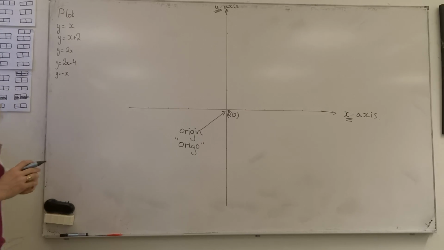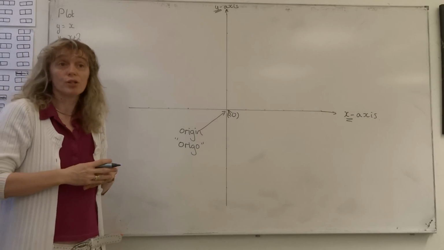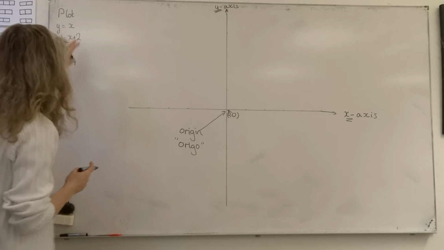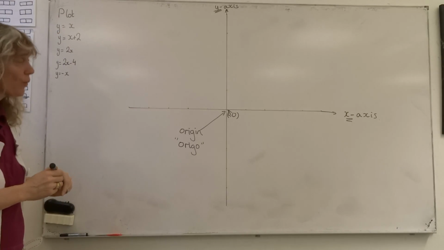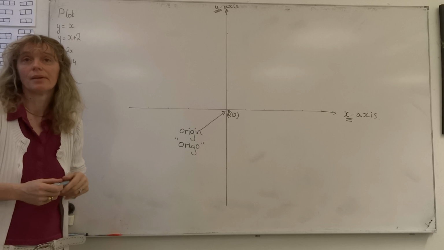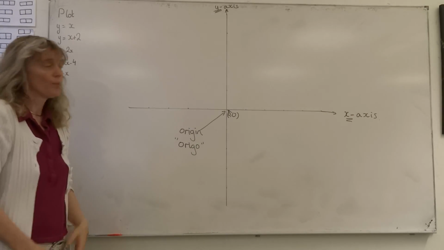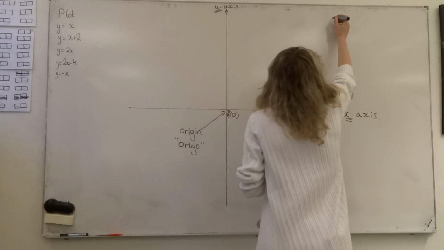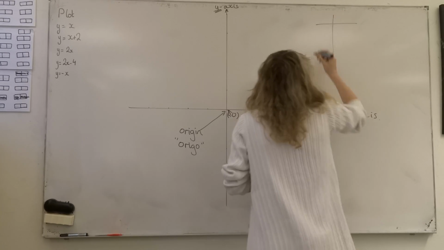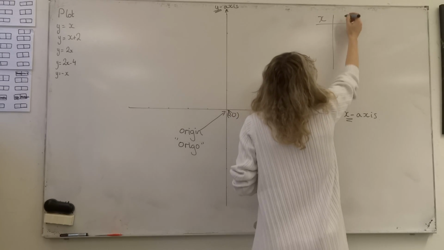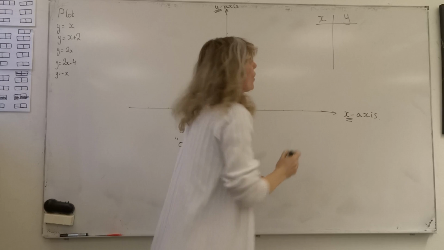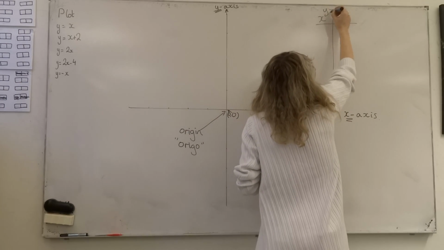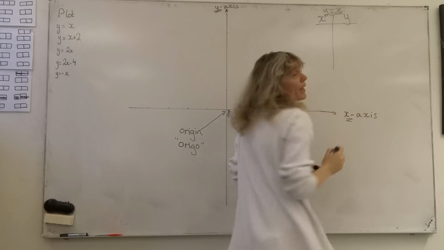Then what we need is to be able to plot a graph. So I've put some equations here. Here is the equation y equals x. And how are we going to plot that? Well, we actually just set up a little table here, x, y. And we're going to plot the coordinates of the straight line graph y equals x.